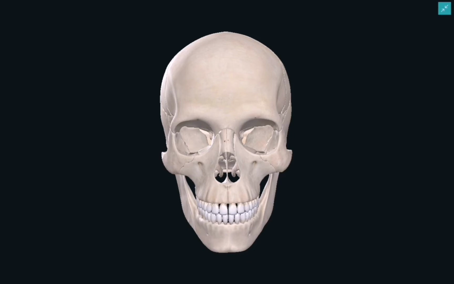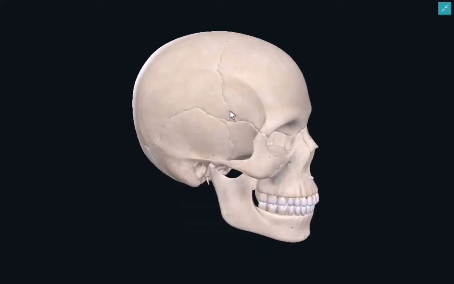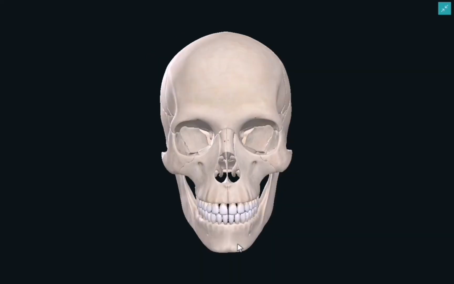The skull is formed of 22 bones. 21 of them are immobile and just one bone, which is called the mandible, is mobile. The line of union between these bones, which is a fibrous joint, is called a suture. They ossify with age.